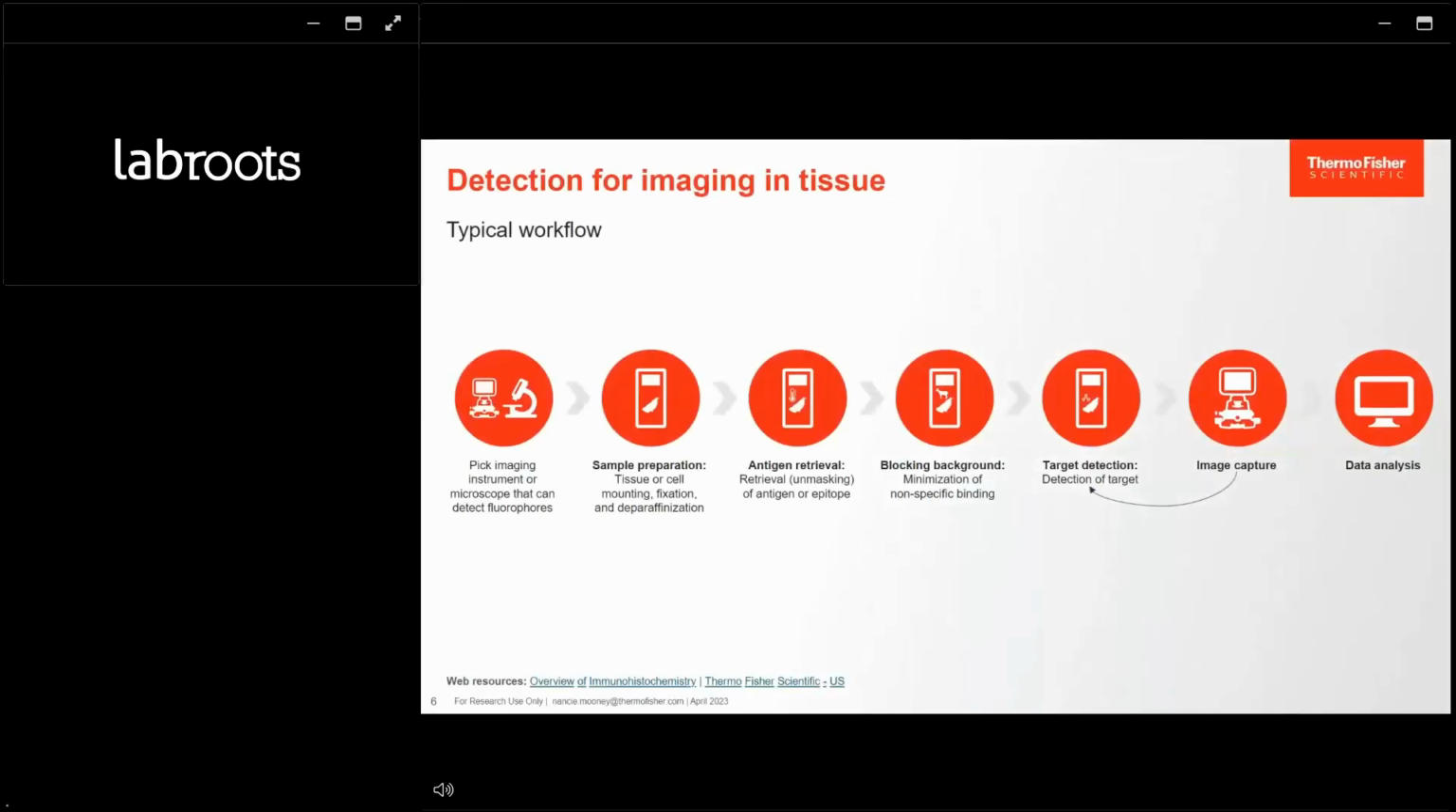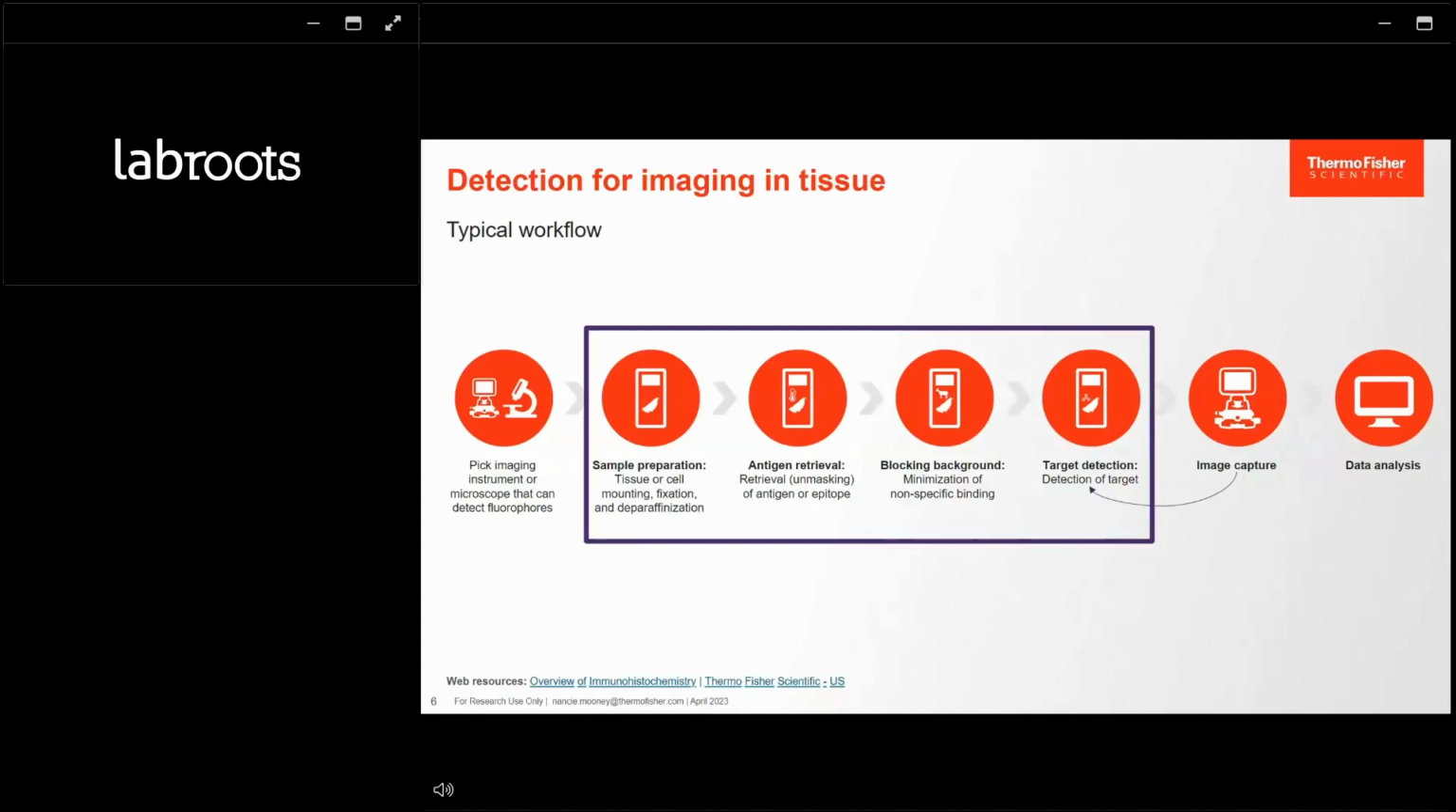So a typical workflow for detecting such biomarkers using imaging in tissues is, of course, you need a microscope, and then you have various stages of tissue preparation, antigen retrieval, blocking background, and then, of course, your target detection. You then do image capture and data analysis. Often, if you're doing some kind of cyclical detection, you'll actually end up image capturing and then going back for a second or third, or who knows how many rounds of target detection.